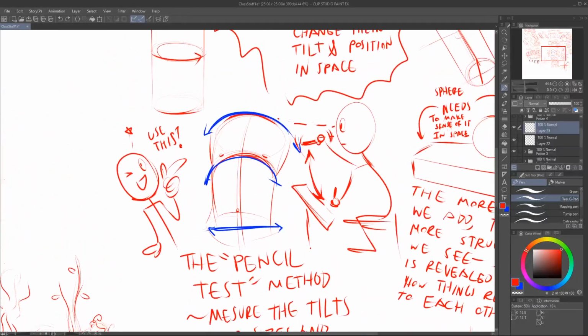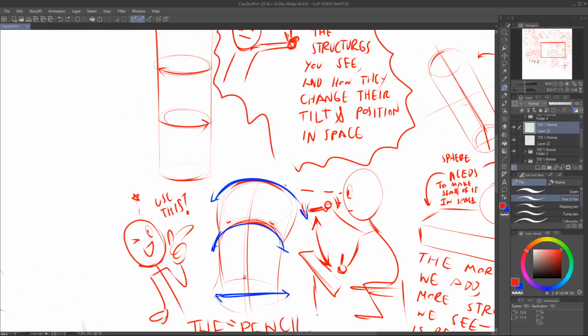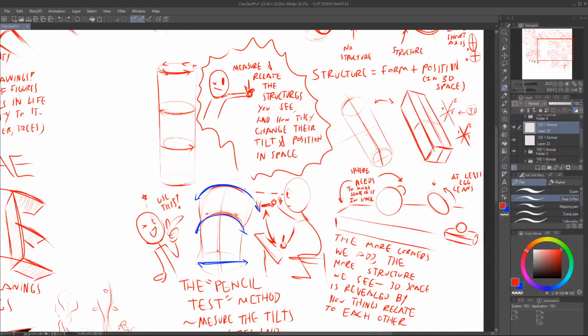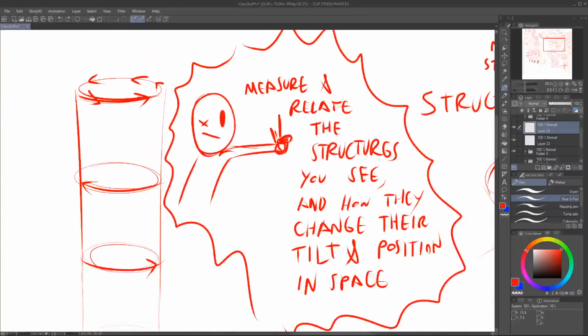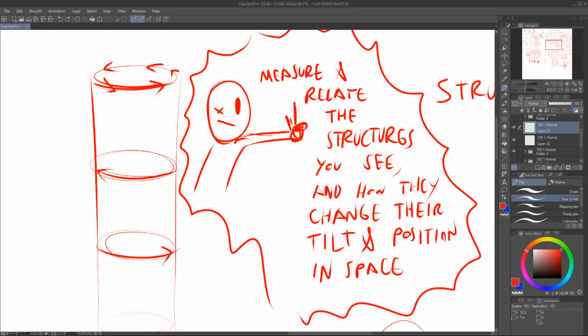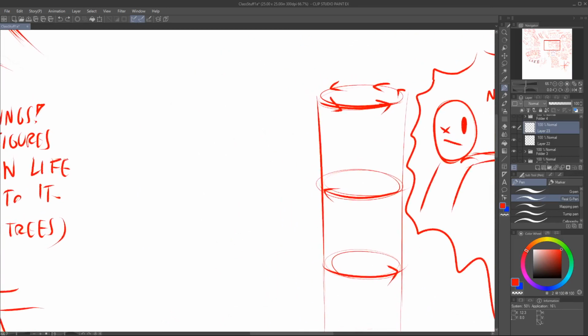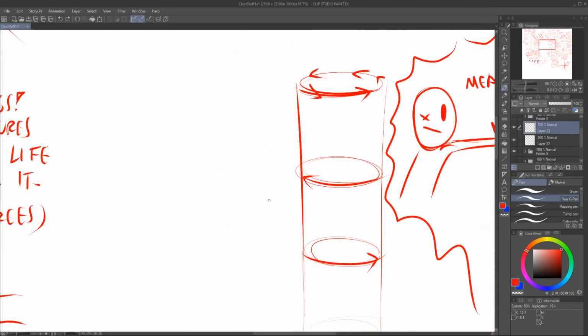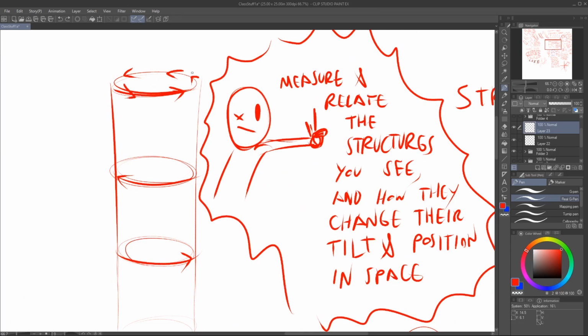What the pencil test method is, you hold out your pencil at arm's length, so it's always at the same distance from your face, with your elbow locked out, and you measure and relate the structures you see and how they change their tilt and position in space. That means that you tilt your pencil and kind of feel out the direction of the form of something you're going to draw.